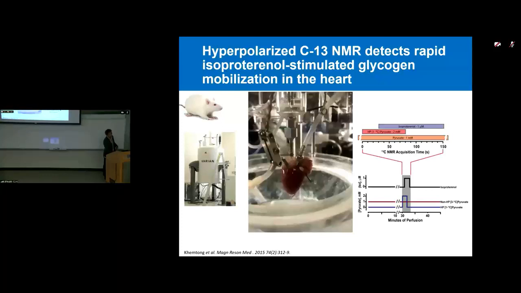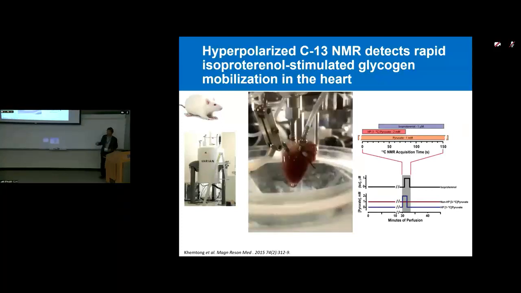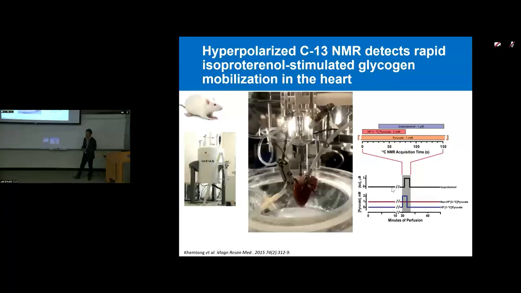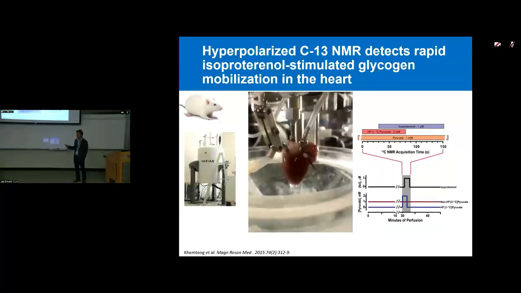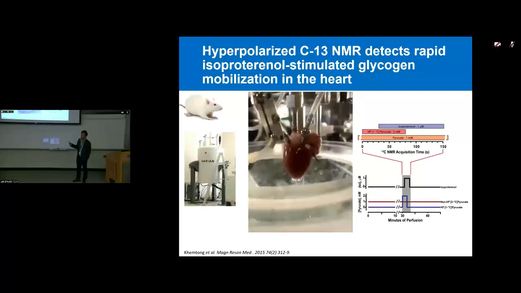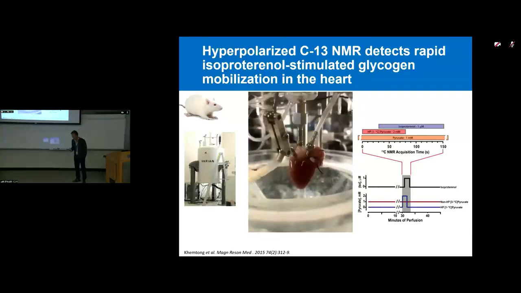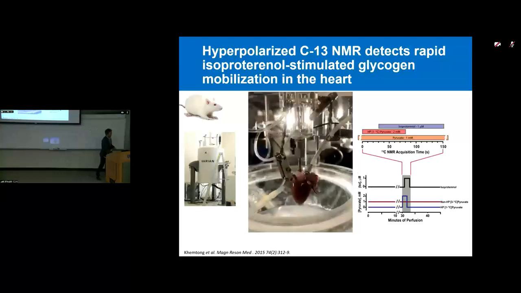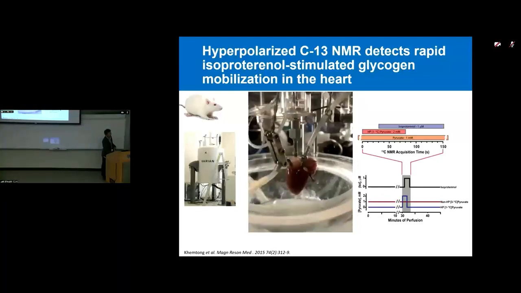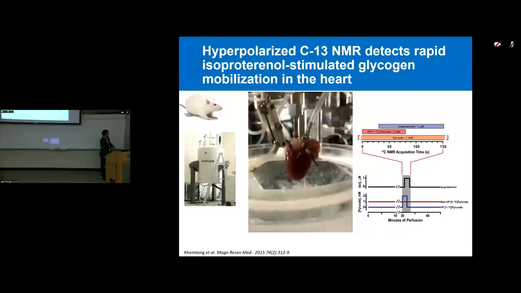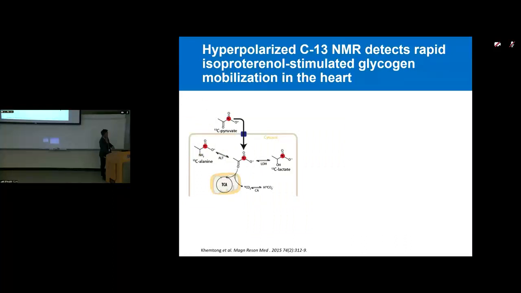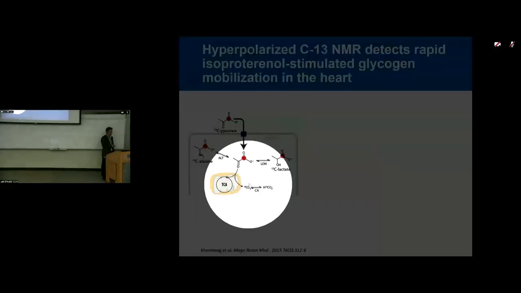So we set out to answer what happens when you stimulate the heart with isoproterenol or any catecholamine. The heart will work harder, oxygen consumption will increase, and energy demand will increase. We wanted to see if oxidation of hyperpolarized C-13 pyruvate will increase, and if we can actually detect it. So we perfuse the heart, inject isoproterenol, and then the hyperpolarized C-13 pyruvate. What we wanted to see is pyruvate being oxidized into the TCA cycle, and can we actually detect the oxidation?